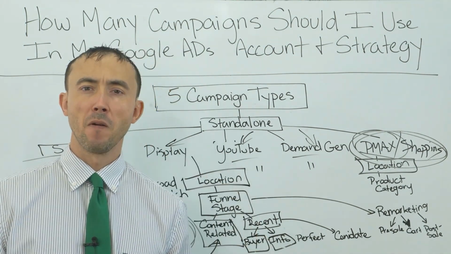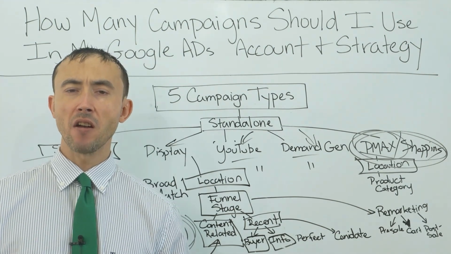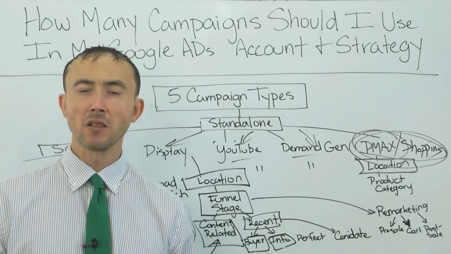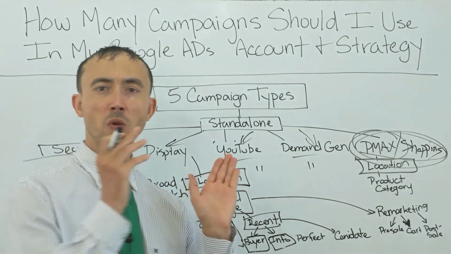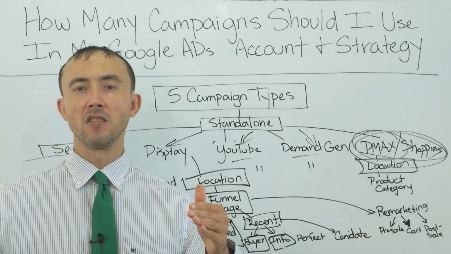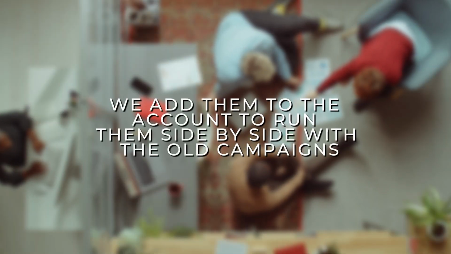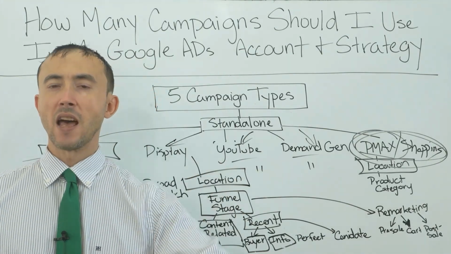On top of it, just with doing that alone, we were able to generate the cost per lead that the client needed, which is right around $90 per lead in the first 3 months of running this campaign. Once we introduce the new campaigns, what we do is we build new campaigns, we add them to the account to run them side by side with the old campaigns. Why? Because new campaigns need time to get seasoned if you don't want the results to go down before they go up.